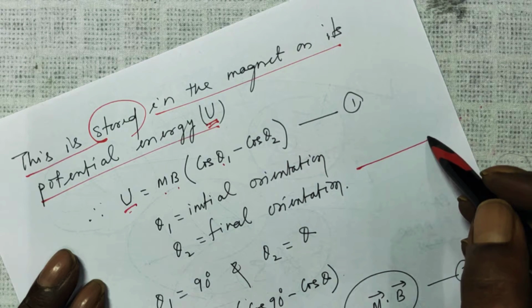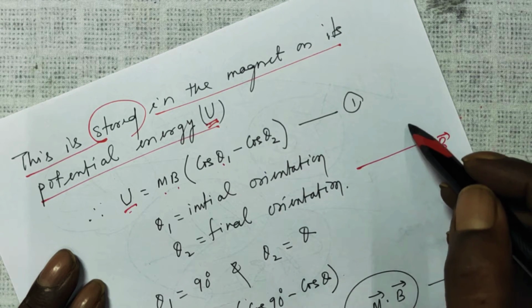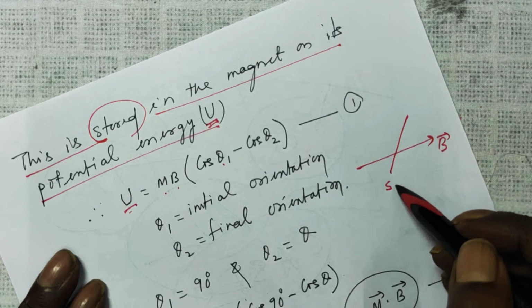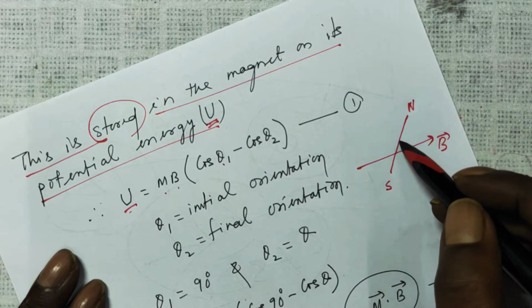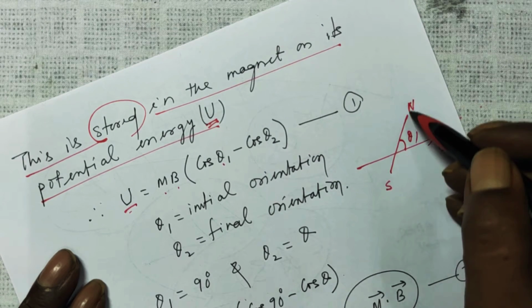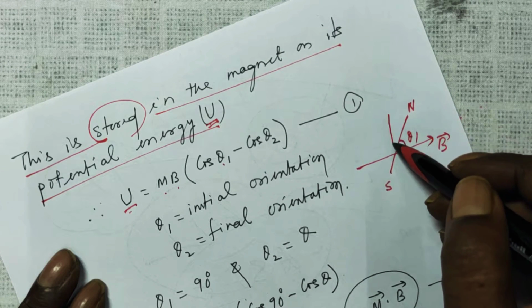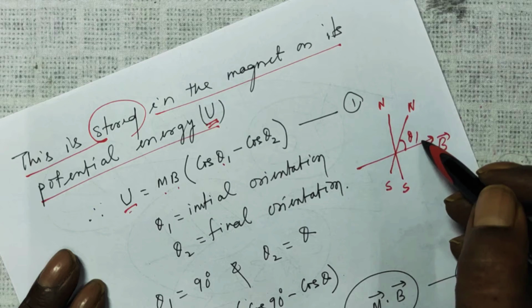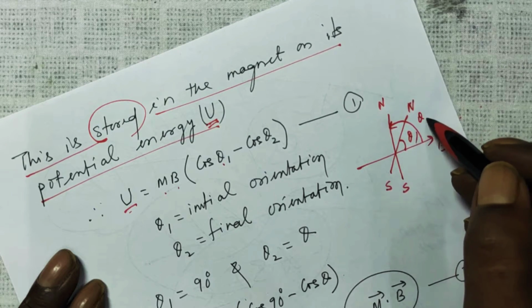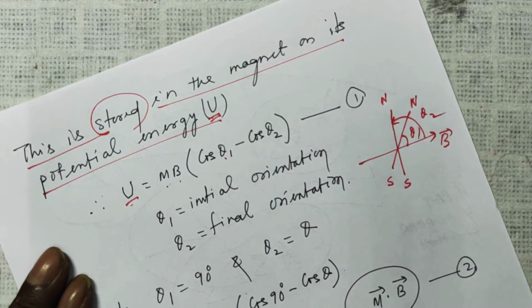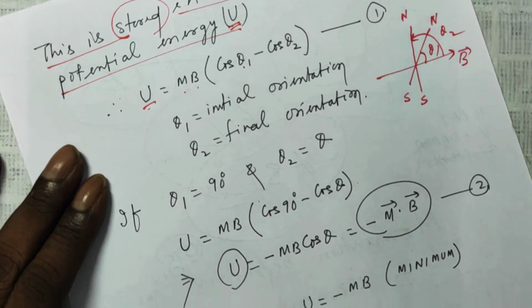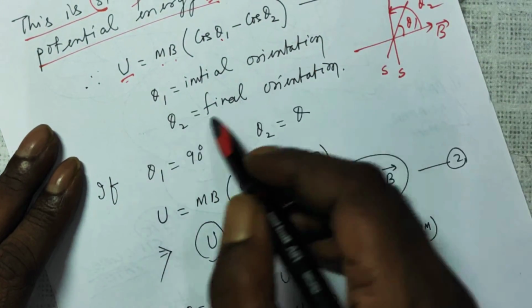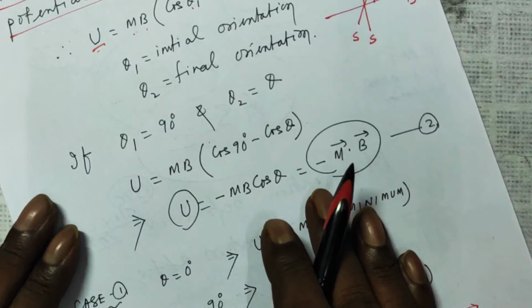Suppose B is to this side, initially the magnet was like this. So this angle is theta 1. Now you have rotated the magnet to this position, and now this angle is your theta 2. So initial position theta 1 to final position theta 2. So theta 1 is the initial position, theta 2 is the final orientation.